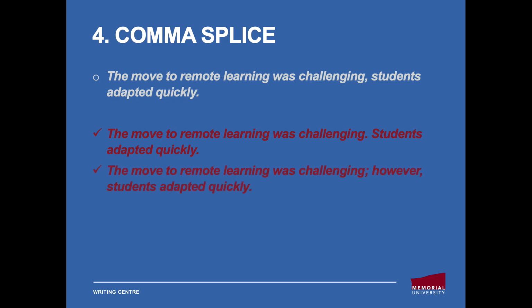Two, I can add a transition signal along with the correct punctuation. You can use the semicolon in front of the transition signal, however, followed by a comma. And third, I can create a compound sentence by simply adding a coordinator with the present comma. Three good choices here, all fixing the comma splice sentence problem.